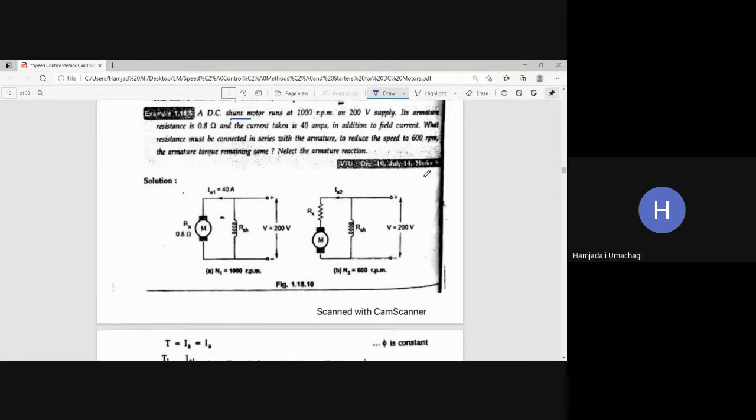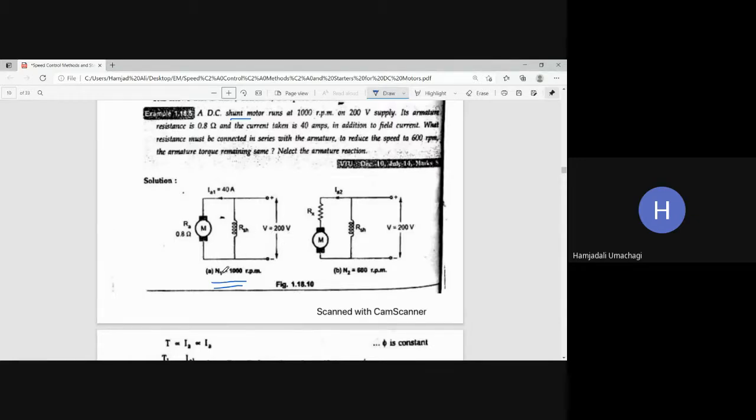So here is the circuit diagram for the DC shunt motor. When the initial speed of the DC shunt motor, N1, is 1000 RPM, we have not added any resistance in series with the armature. And we are writing all the given parameters. Ra equal to 0.8 ohms. Initial armature current IA1 is 40 amps. This is Rsh and V is 200 volts.